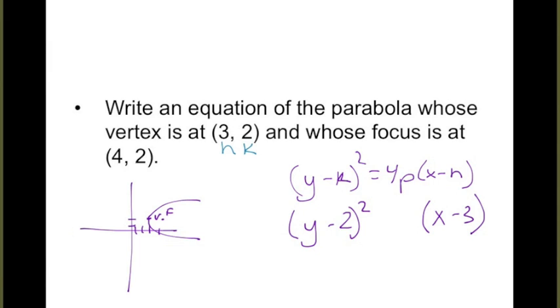P is the distance from the vertex to the focus. So in the picture, from the vertex to the focus, we go a distance of 1, and it's facing right, which would mean that's a positive 1. So we get a 4.